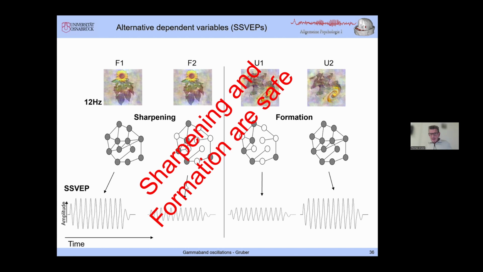Now look at the lower part of this figure, not at the words given in red. You see that what we found is the steady state response, this ongoing oscillation due to the 12 Hertz, decreased when we repeat familiar stimuli, but it increases when we repeat unfamiliar ones. So sharpening and formation are safe. These mechanisms exist. Gamma band is not safe, but the memory-based mechanisms, sharpening and formation, are safe.